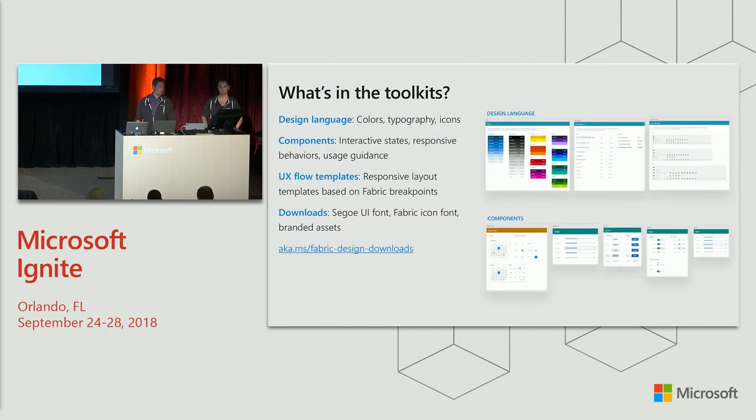So let's take a little bit deeper look at what is exactly in the toolkits. Again, like I was saying, it's a sticker sheet, and you can really leverage these quite easily. That includes the design language, which includes the colors, typography, icons. These would be things that come from Fabric Core. We also provide some tools that make speccing out your design and the intended behavior and user flow easy.